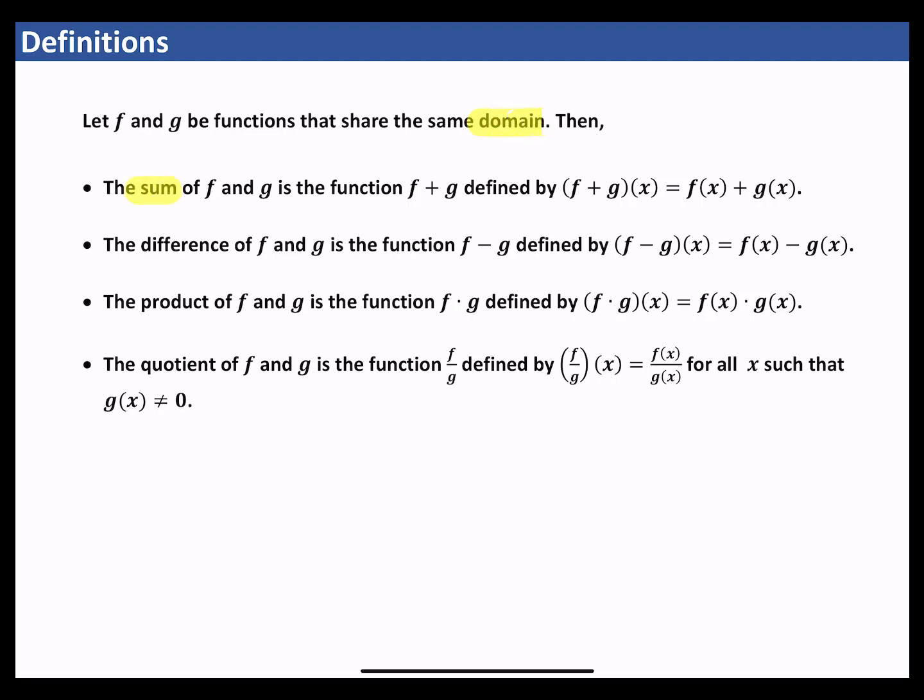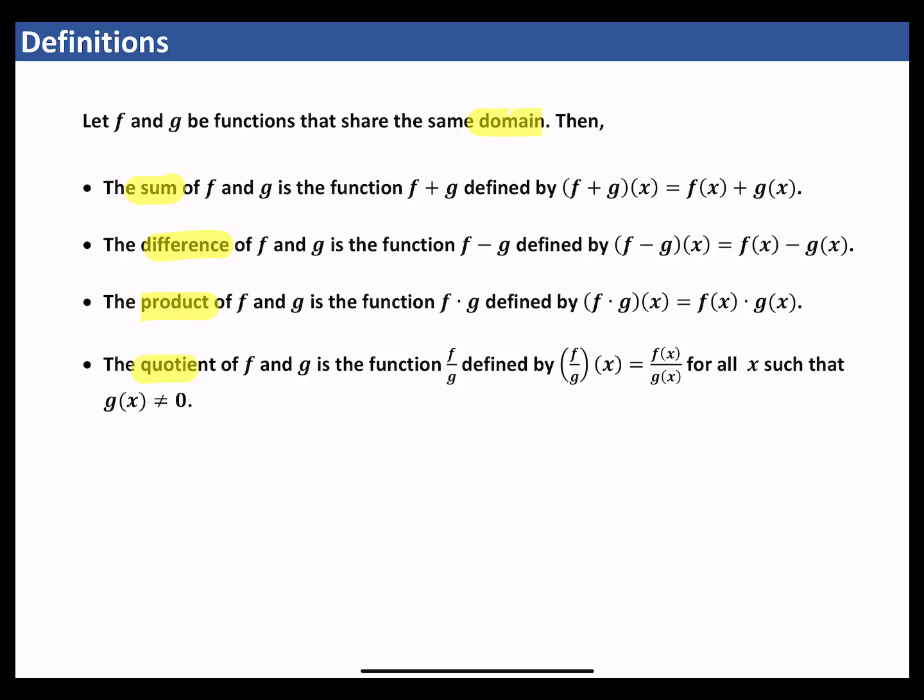Then the sum of f and g is the function f plus g, and it's defined by (f plus g)(x) equals f of x plus g of x. The difference of f and g is the function f minus g, which is defined by (f minus g)(x) equals f of x minus g of x. The product of f and g is the function f times g, defined by (f times g)(x) equals f of x times g of x.